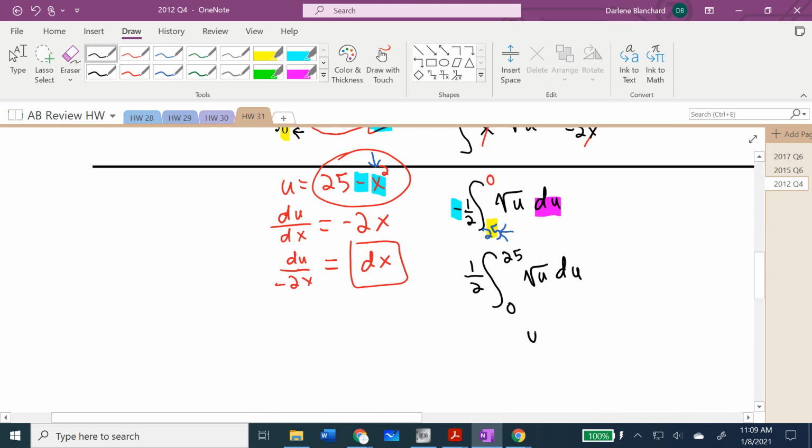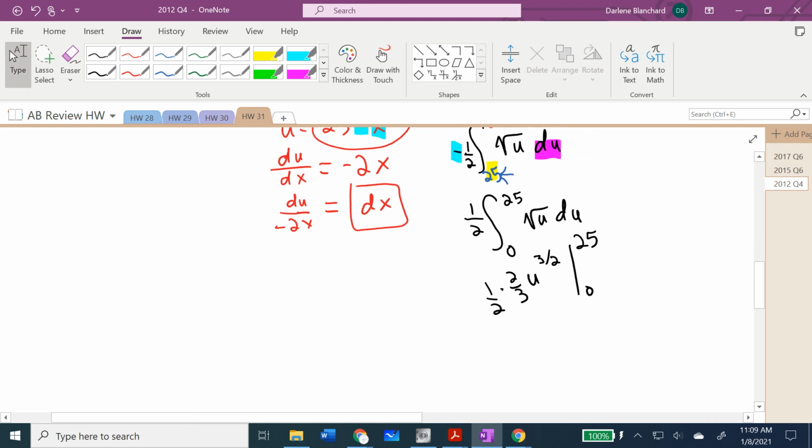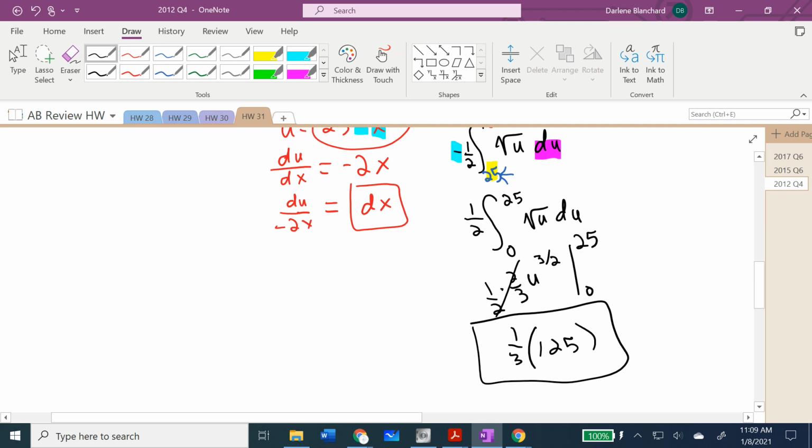So now I integrate and I add 1 to the 1/2 exponent to get 3/2, multiply by the reciprocal, I've got a times 1/2, 0 to 25, and then I plug it in, and that gives me 125 minus 0 times the 1/3. And then I'm done. Yay!